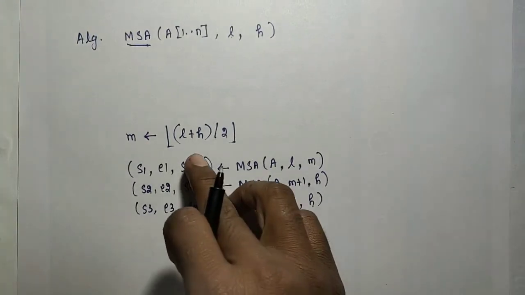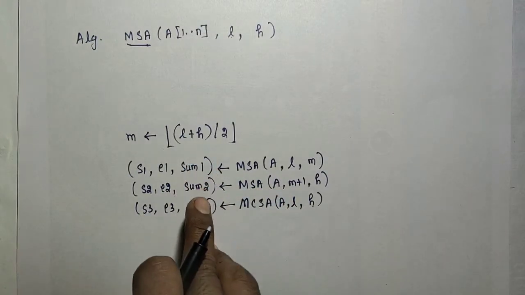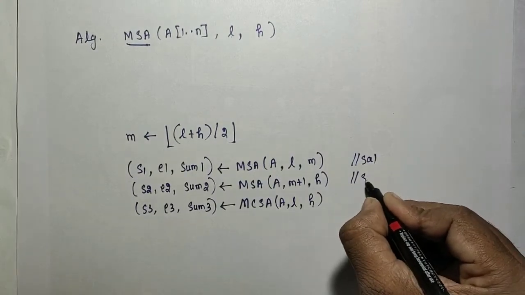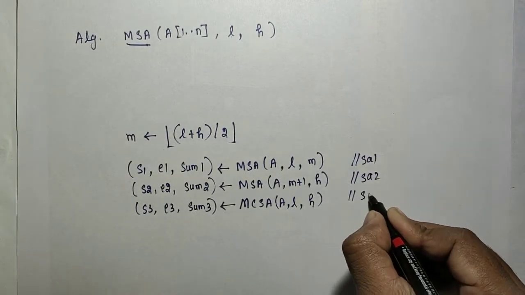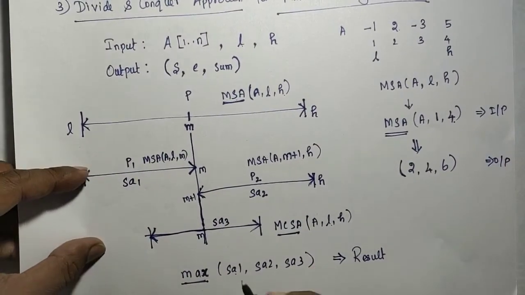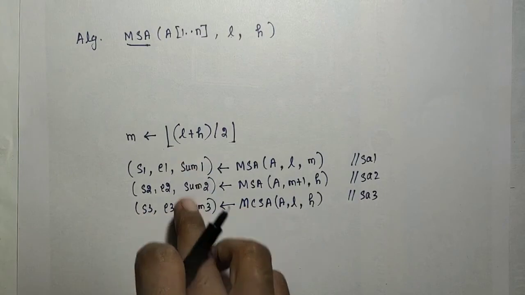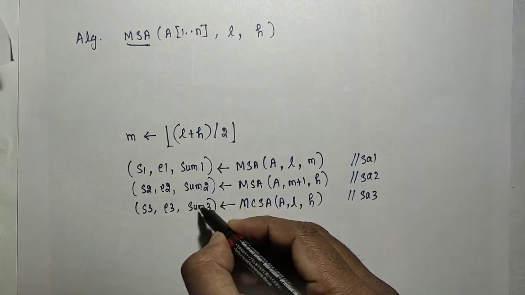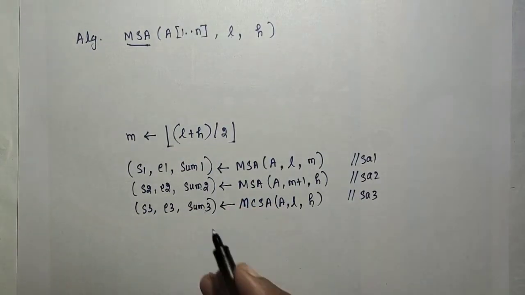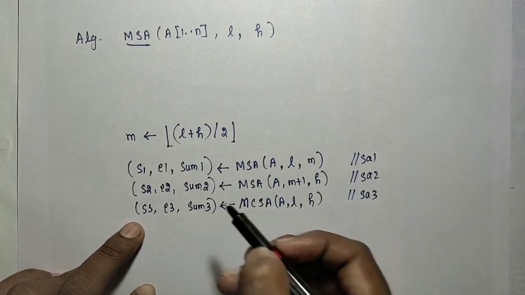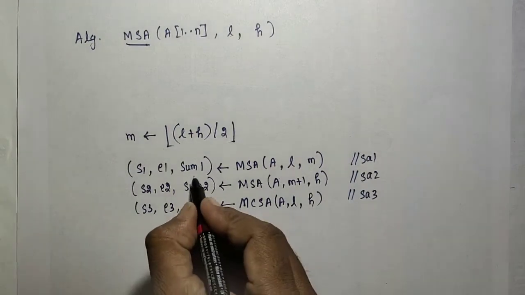So we are getting SA1, SA2 and SA3. This is named SA1, this is named SA2, and this is named SA3. Finally, we need to return the maximum subarray among SA1, SA2, SA3. Maximum means whose sum is the maximum. We have the 3 subarrays; the one whose sum is maximum needs to be returned. So I need to find the maximum among sum 1, sum 2 and sum 3.